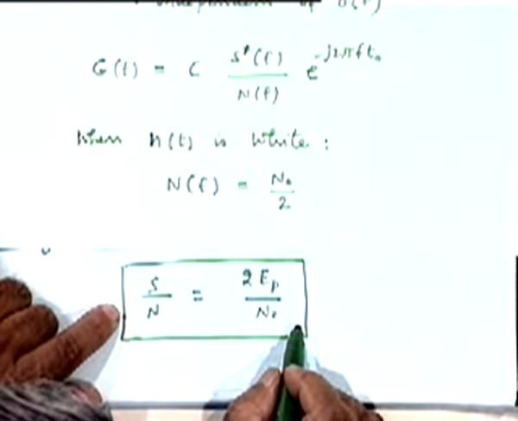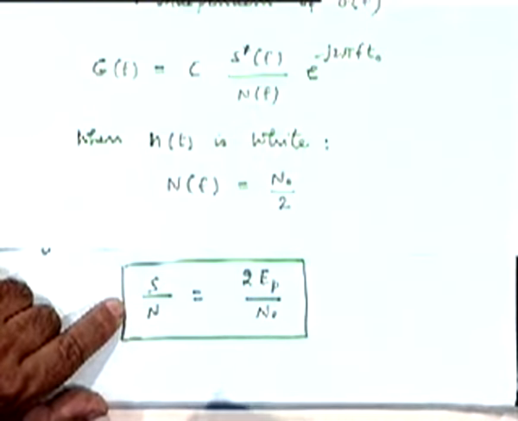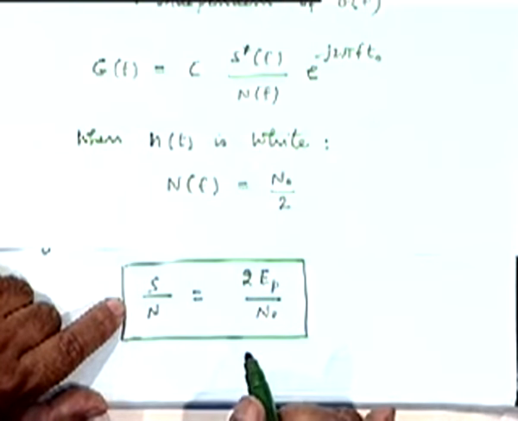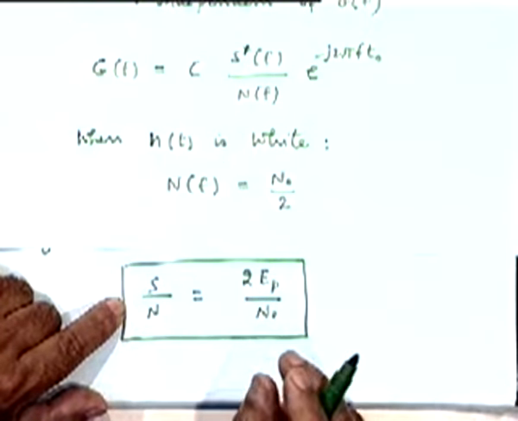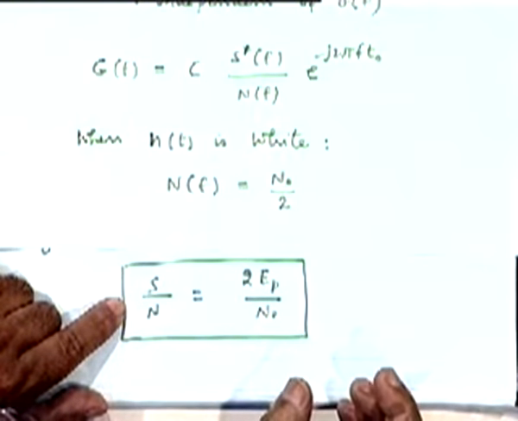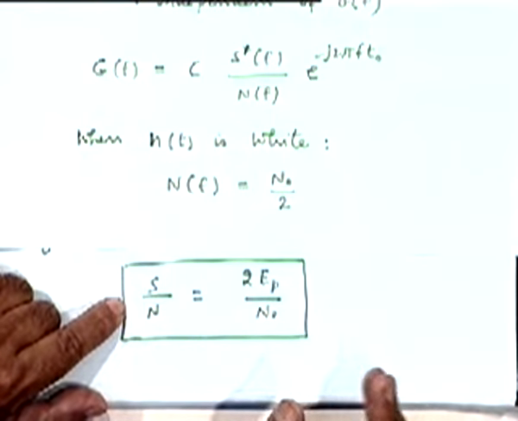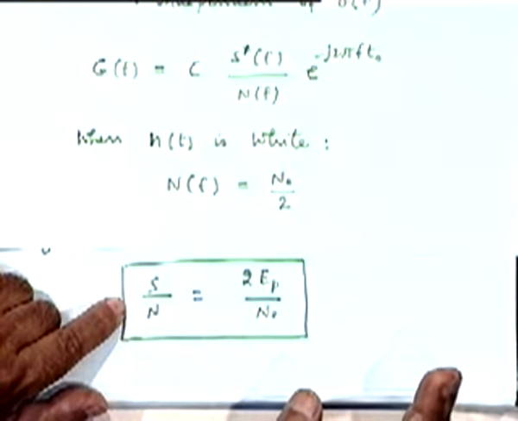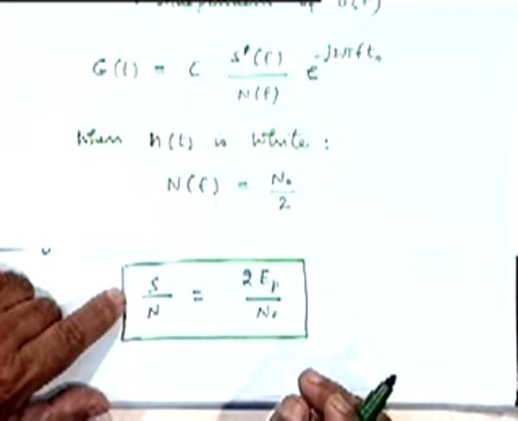What you'll find here is that this output signal to noise ratio, once you have used a matched filter, does not even depend on the pulse shape. Do you appreciate that fact? It only depends on how much energy is contained in the pulse. The specific pulse shape is of absolutely no consequence in the determination of the output signal to noise ratio.